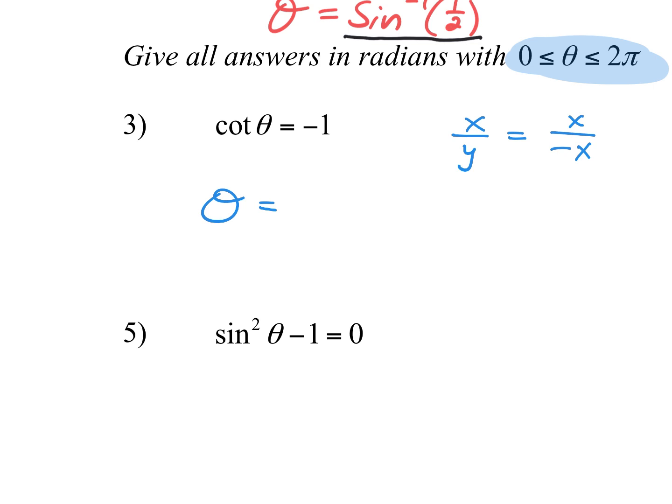Cotangent is positive in the first and the third quadrants. So a 45-degree or pi over 4 reference angle will exist in the second and fourth. So theta equals 3 pi over 4, that's in our second quadrant, and 7 pi over 4 in our fourth quadrant.